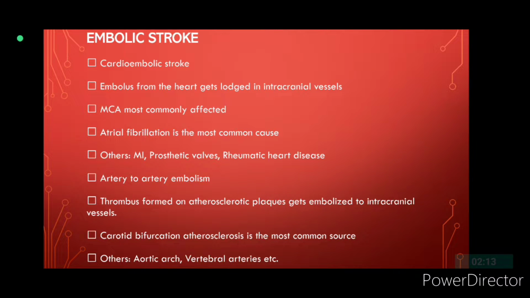Artery to artery embolism. Thrombus formed on atherosclerotic plaques gets embolized to intracranial vessels. Carotid bifurcation atherosclerosis is the most common source. Others: aortic arch, vertebral arteries, etc.